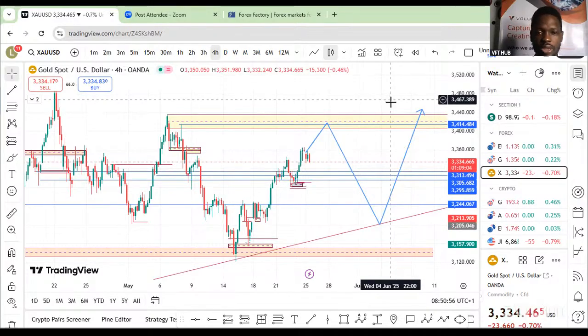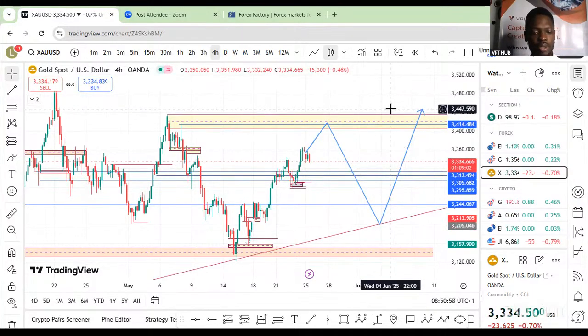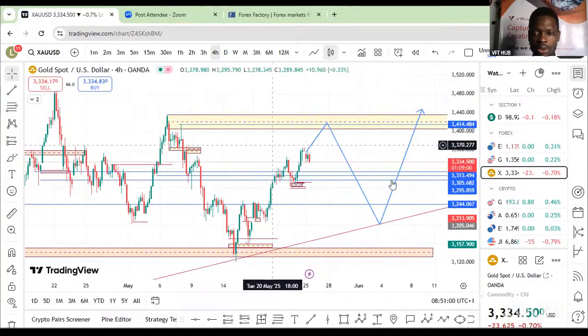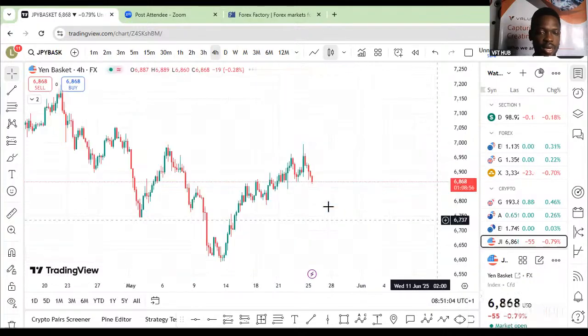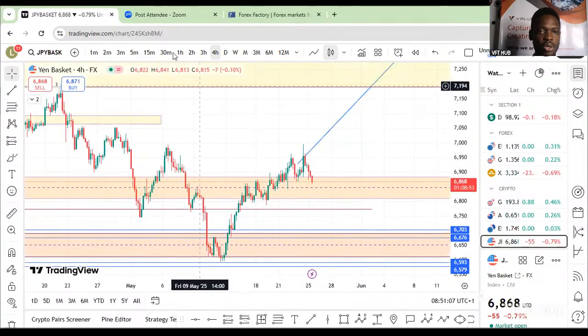All right, so that is the simple approach to see what we're expecting for the week on the precious metal. So right now, let's quickly go a bit into Japan to see what is going on with the yen basket, and you can easily have a clue of what to do with the other yen correlated pairs here.